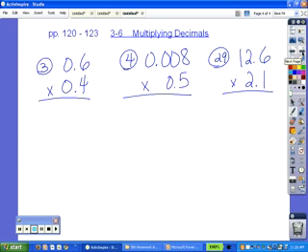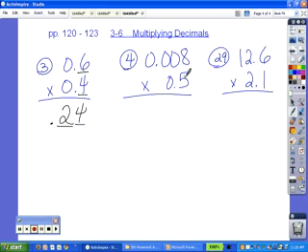To multiply decimals, you don't worry about the decimal point until you have finished multiplying. 4 times 6 is 24. After you multiply, you have to figure out where the decimal point goes in your product. You do that by counting the number of decimal places in the factors. There are 2 decimal places in the factors, so we have to have 2 decimal places in the product. So our product would be 24 hundredths.